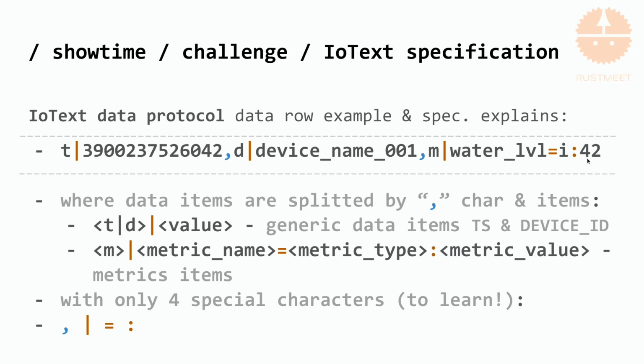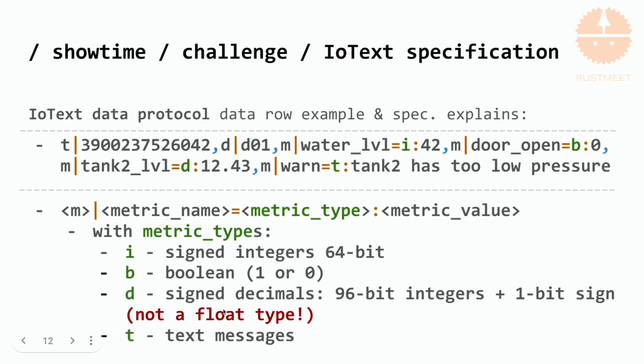This is an integer and the value is 42. As I said, we have only 4 special characters. This is easy to learn. Let's go deeper. Here we can see multiple metrics.